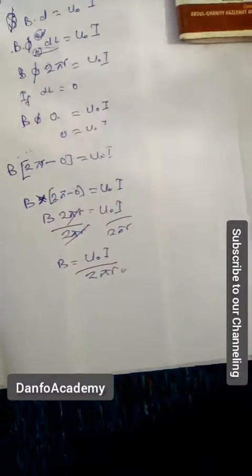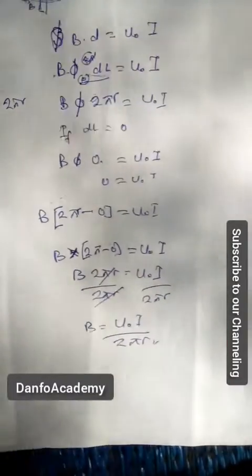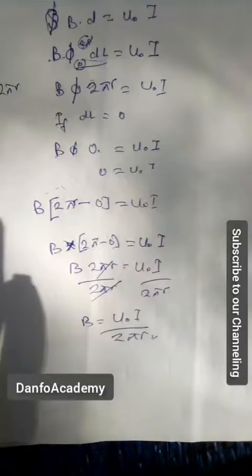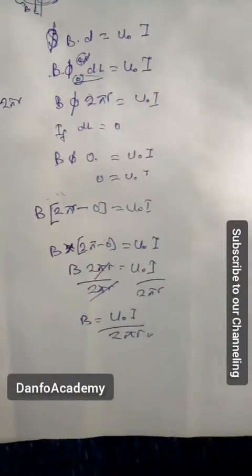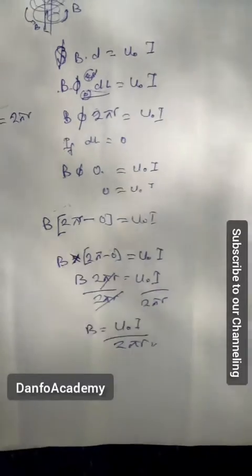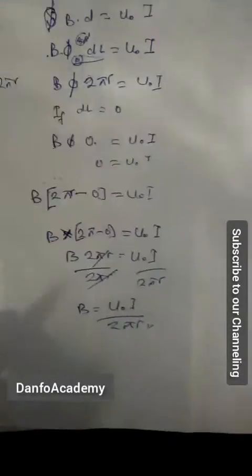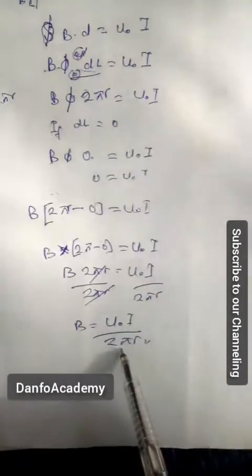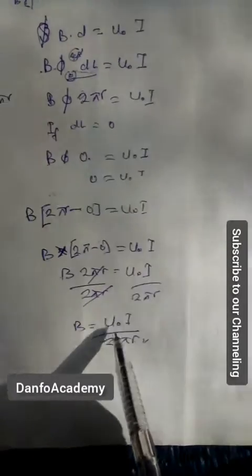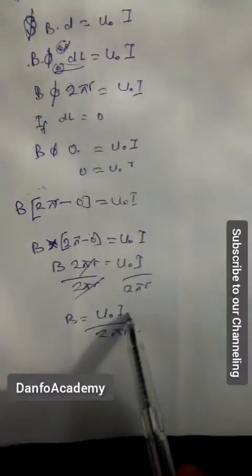Now, this formula will be used whenever you're given your radius and they're talking about a loop around a conductor. You have to use this formula, μ0I over 2πR. Then in that question, you'll be given your R, you'll be given your permeability of free space and the I.